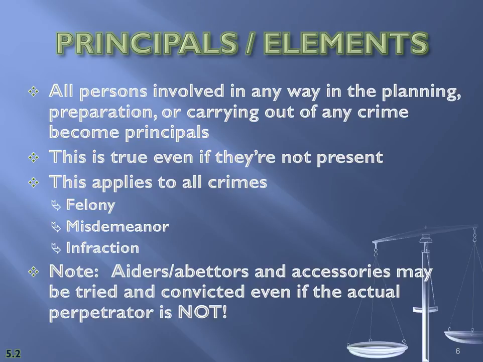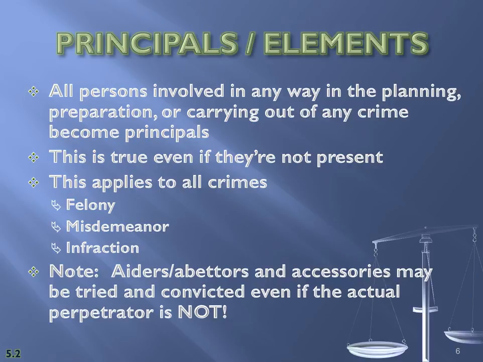So as noted in Penal Code 31, all persons involved in any way in the planning, preparation, or carrying out of any crime become principals. This is true even if they are not present at the time the crime is committed. So that's kind of interesting. Now, the key elements here are, well, first of all, it applies to all crimes, okay, felony, misdemeanor, and infraction. And the key elements, however, are first, that aids and abets in the commission of a crime. Second, advises and encourages its commission, even if not present. Third, fraudulently gets another person drunk for the purpose of causing that person to commit a crime. And four, compels another to commit a crime by threats, menace, or coercion.